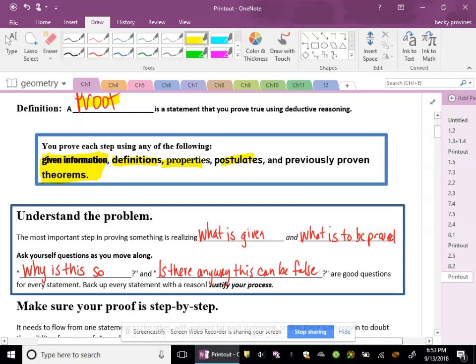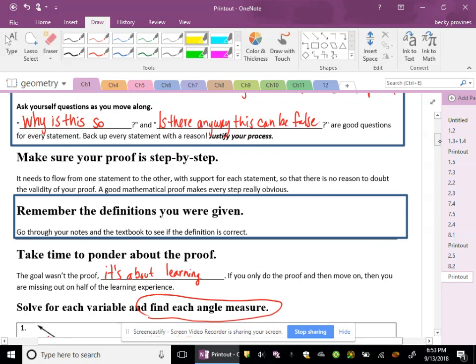This is higher order thinking, and sometimes there is a little bit of a learning curve, but usually everyone does really well with it, and you just got to stick with it.